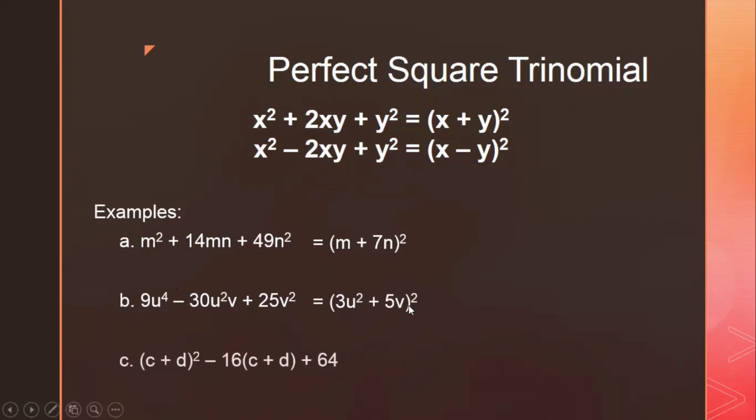And for the last example, we have (c plus d) squared minus 16 times (c plus d) plus 64. Since it's a perfect square trinomial, we have to find the square root of the first term. The square root of (c plus d) squared is c plus d, and the square root of 64 is 8. For its answer, we have (c plus d minus 8) quantity squared.